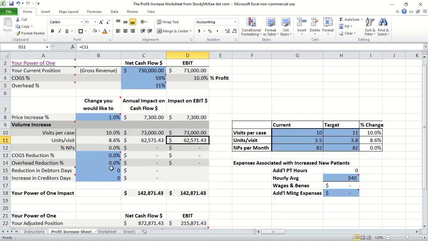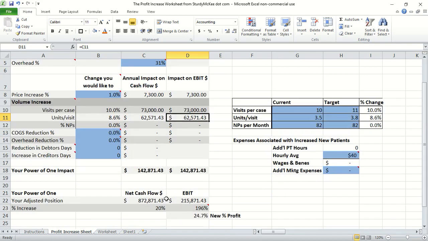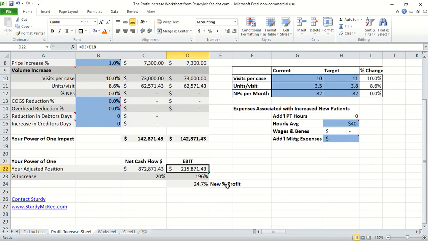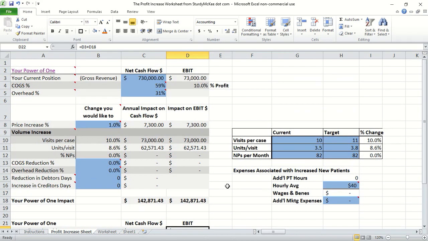So you can add another $62,000 to your profit. Before we even do anything else, add any new patients or mess with these other numbers, we've more than doubled our profit. We've realized an additional $142,000. So we've gone in on a business that's grossing $730,000 with a $73,000 profit margin. We've gone to an almost $900,000 business with a $200,000 profit margin. Would you like to achieve that?